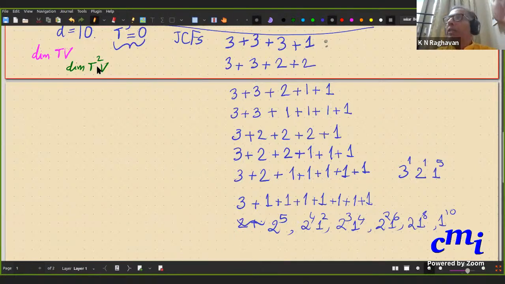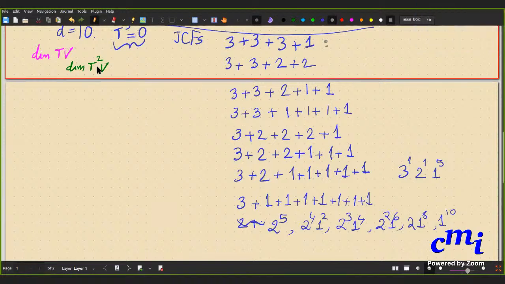So we have V1, V2, V3, V4, V5, V6, V7, V8, V9, V10, right? What does this mean? 3 plus 3 plus 3 plus 1. So what is the dimension of the kernel? How many are going to 0? Which vectors are going to 0? V10 is 0.